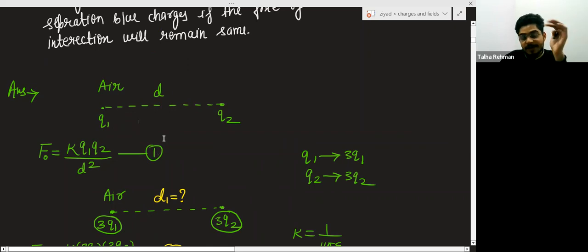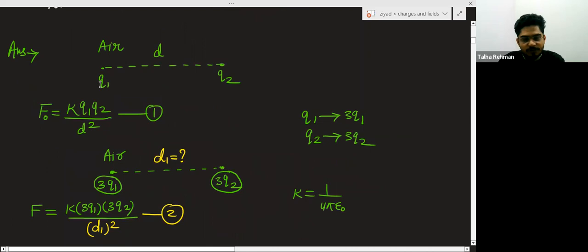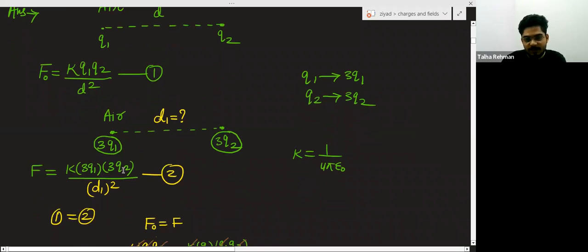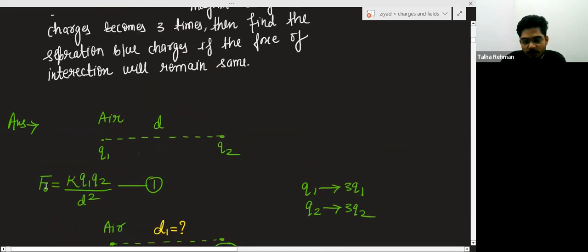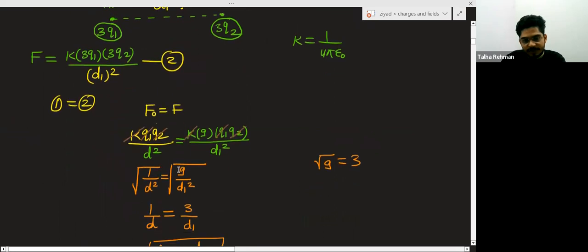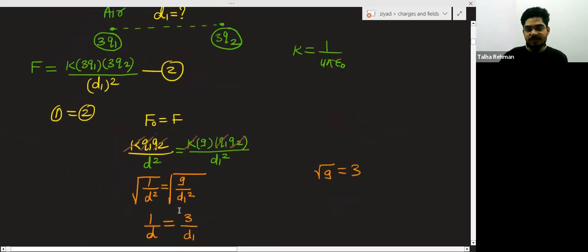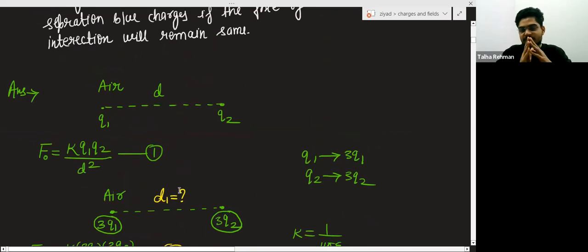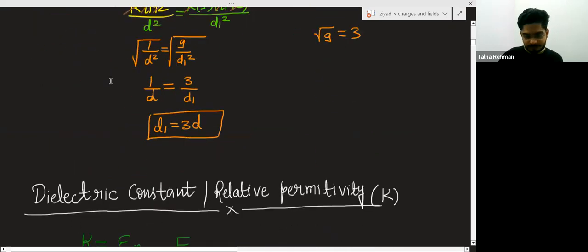Now you have increased the magnitude of this charge and this charge to 3 times. So it will become 3q1 and 3q2, and we need the distance so that the force between the two charges remains the same. So again you apply Coulomb's law: k q1 q2 divided by d1 square. This force is equal to the earlier force because the force remains the same. You can solve it and you will get the distance 3d. It means you have to separate the charges at 3 times the initial distance, 3d. In this way you can solve.